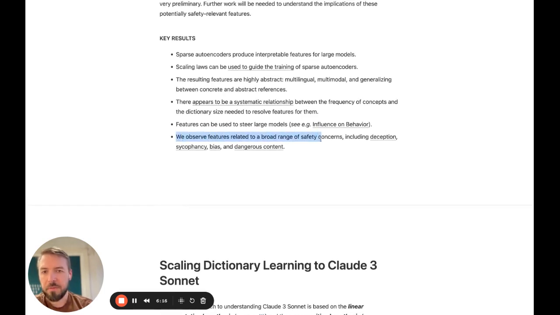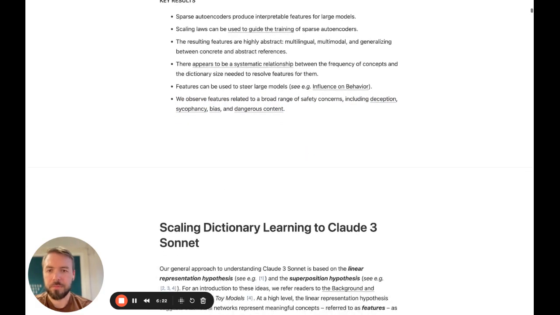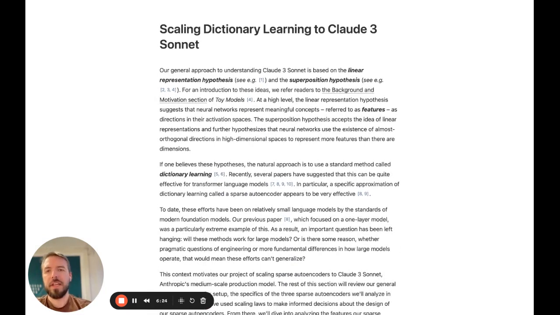We observe features related to a broad range of safety concerns, including deception, sycophancy, bias, and dangerous content. Cool. So, scaling dictionary learning to Claude 3 Sonnet. Our general approach to understanding Claude 3 Sonnet is based on the linear representation hypothesis and the superposition hypothesis. So both of these were covered in the earlier work with the toy model.